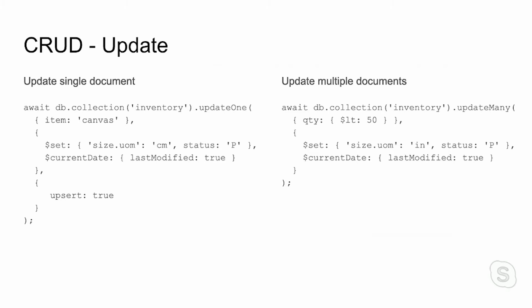And in the first example, you can see the options again, which is called upsert true. What it does in this case is it will try to find a document where the item is canvas and update it. But if it doesn't find it, it will create a completely new document. We are using this for some data in our project. When we try to update it, if it's not there, just create it because we need it in the database.